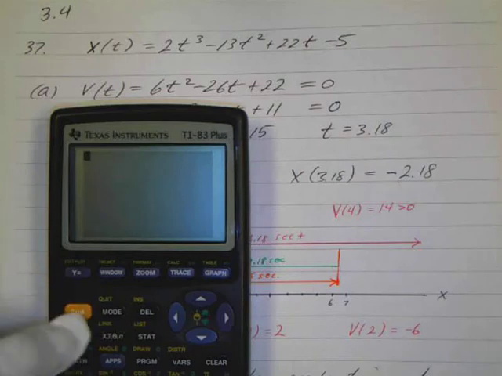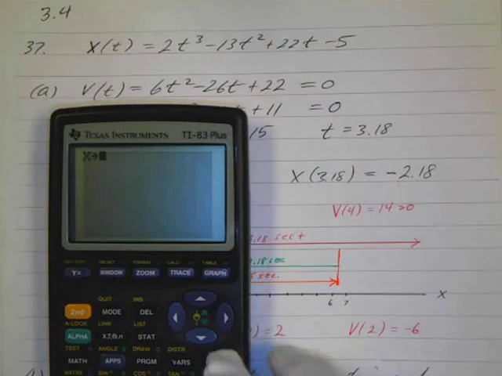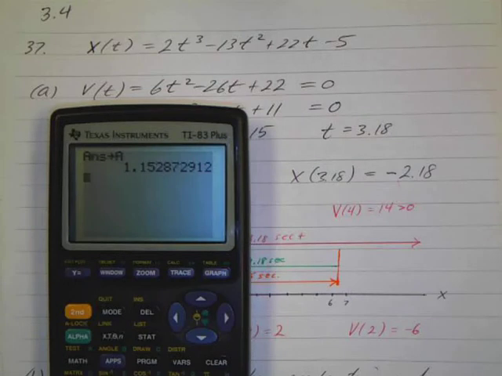Remember, we can store this in alpha A. Store, and then I go alpha A. Hopefully I got it. Yep. All right. So that's one time when the velocity is 0.